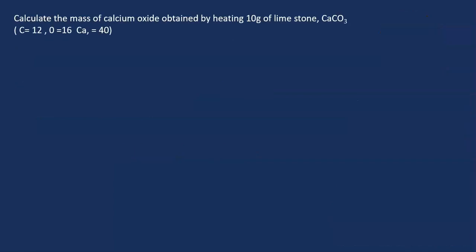Calculate the mass of calcium oxide obtained by heating 10 grams of limestone, which means the same as calcium carbonate. To work out the mass of calcium oxide, follow these basic simple steps. Step 1. Write a chemical equation that is balanced. Here I'm showing you a balanced chemical equation.